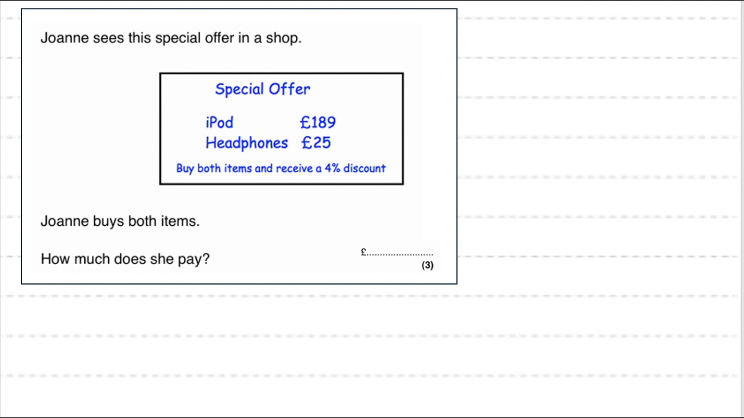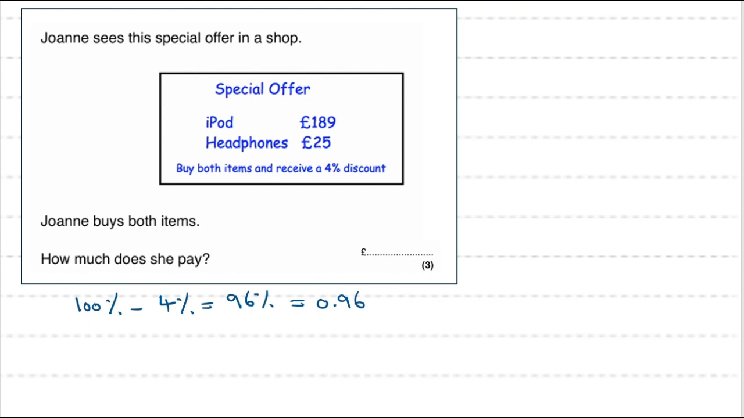Joanne sees a special offer in a shop. An iPod is £189 and headphones are £25. But the offer says buy both items and receive a 4% discount. Joanne buys both items. So how much does she pay? If she buys both items, then she'll get 4% discount. So the multiplier would be 100%, take away 4%, which is 96%. And in decimal it is 0.96. So this is our multiplier.